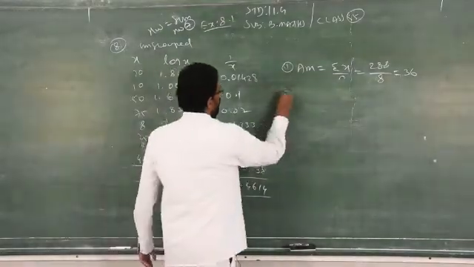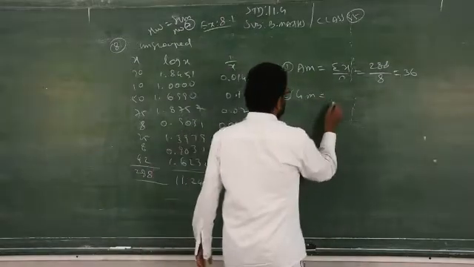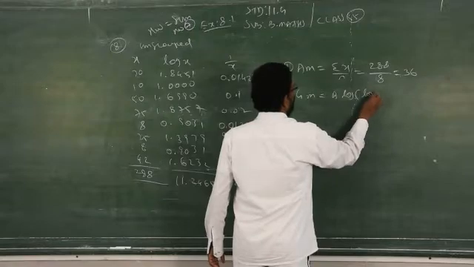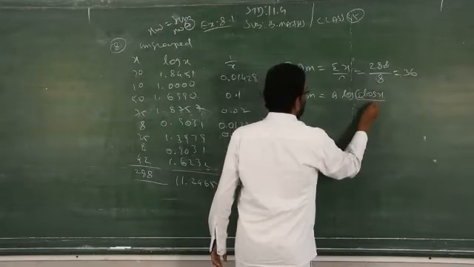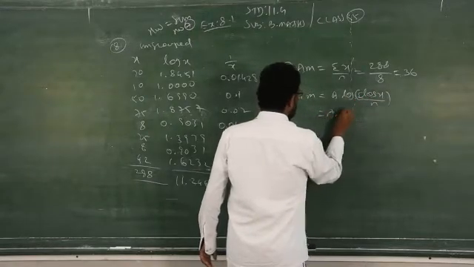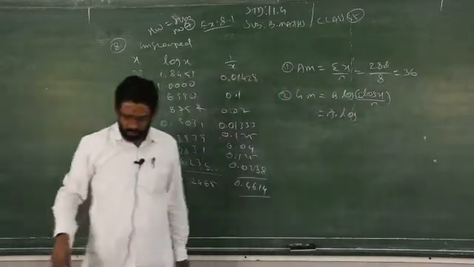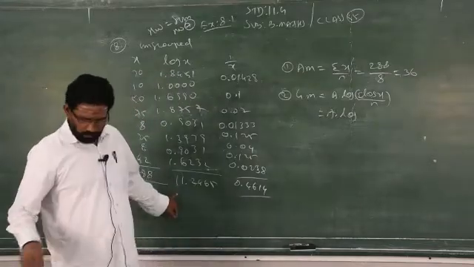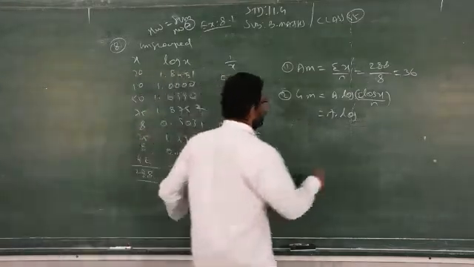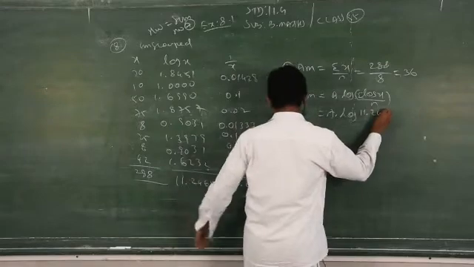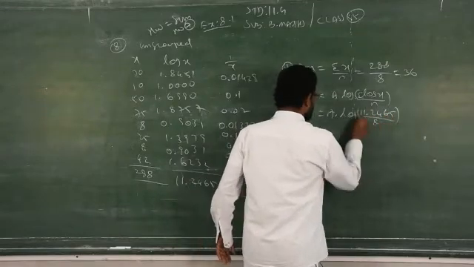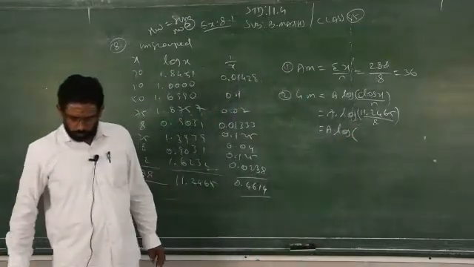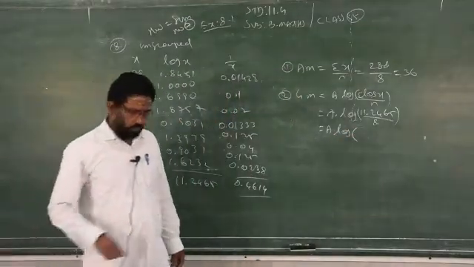Check. So now you have to find GM. What is the formula to find GM? Anti-log of summation log x by n. So you have to find out the answer. Anti-log of, that is 1 point, what will be the final answer? 11.2465 by 8. When you divide, you will get the log, you will get 1.4058.